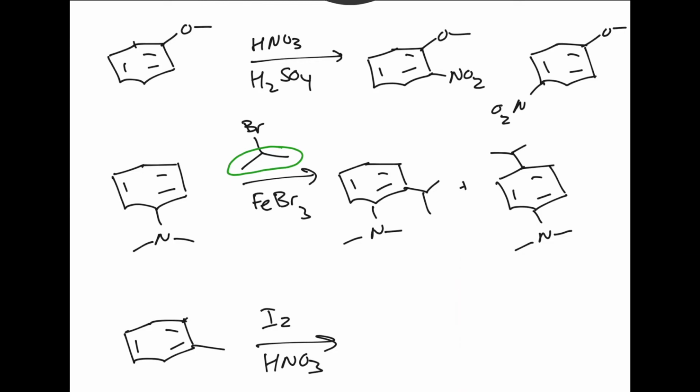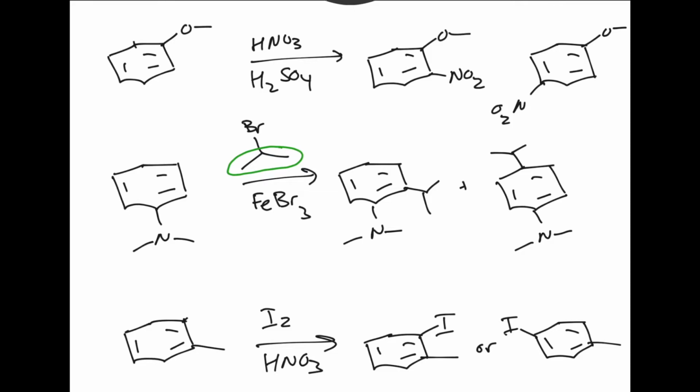The last one, I2 and nitric acid, adds iodide. Just adds an I to your compound. And again, the alkyl group directs ortho para. So an iodide here or an iodide here. So far, so good?